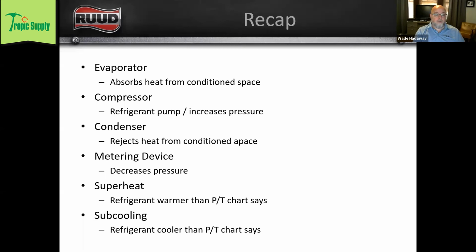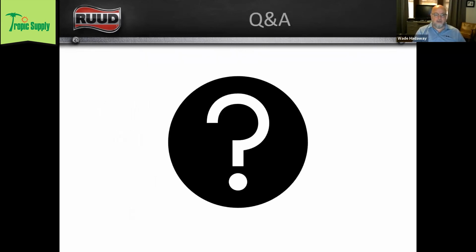The same thing with subcooling. The liquid line coming out of your condenser typically feels warm when you grab it with your hand, but it's cooler, or it should be. If it has any subcooling, it's cooler than the PT chart says that it should be. So don't get caught up in hot or cold or warmer or cooler. We're comparing the temperature of the refrigerant to what the saturation temp is, or what the pressure temperature chart says that it would be.